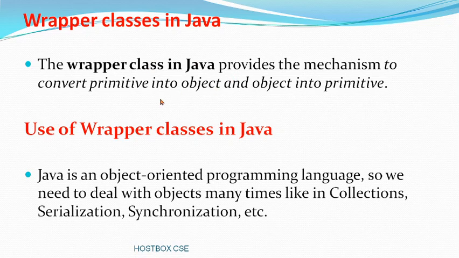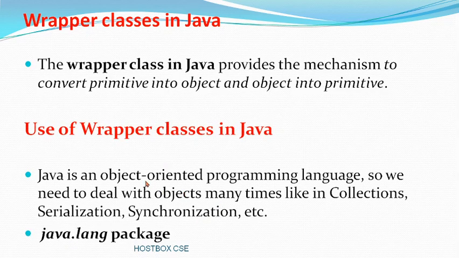Then, the use of wrapper classes in Java. Java is an object-oriented programming language, so we need to deal with objects many times, like in collections, serialization, synchronization, and so on. For wrapper classes, Java provides 8 classes that are given by the java.lang package.